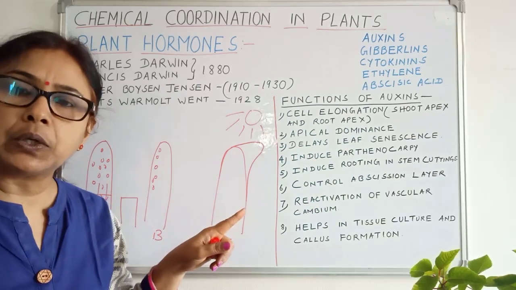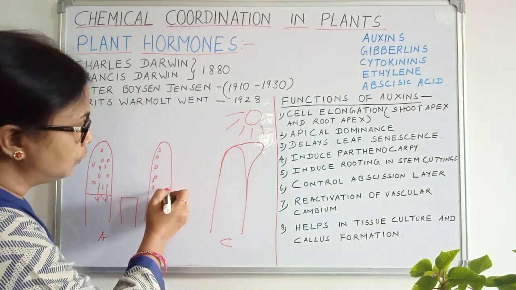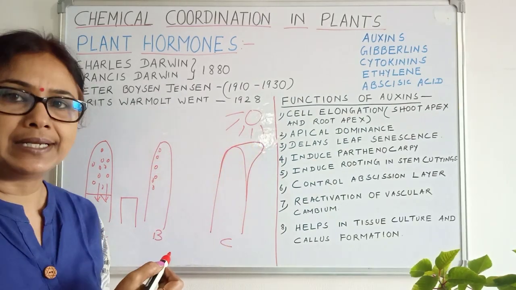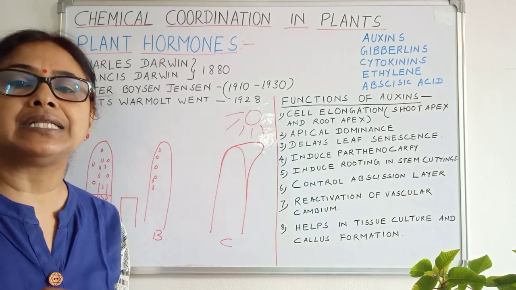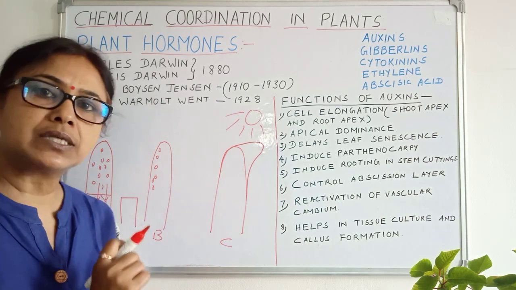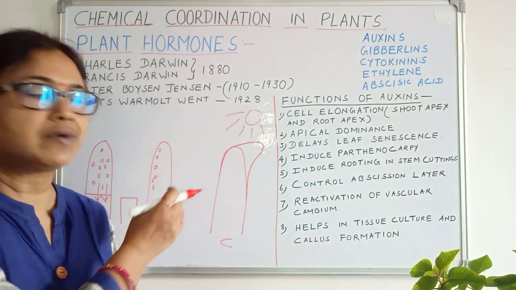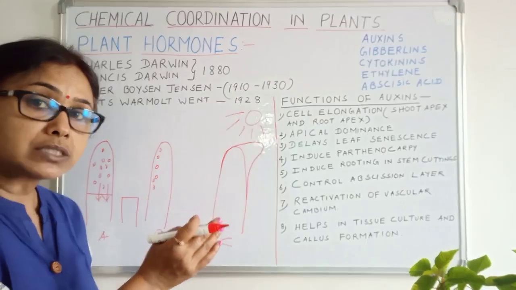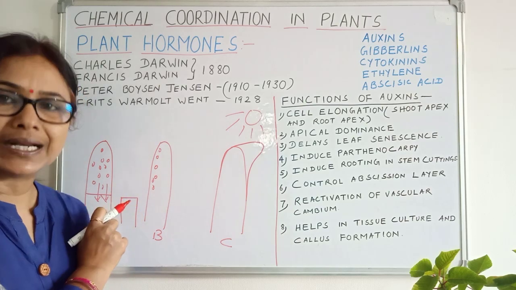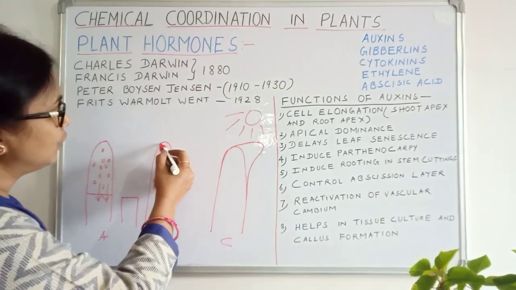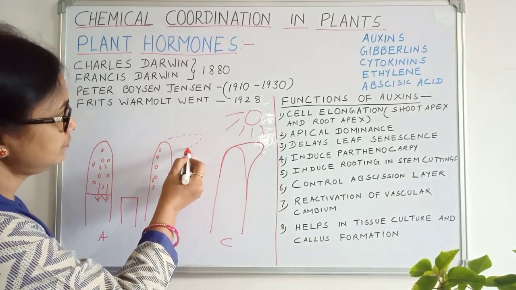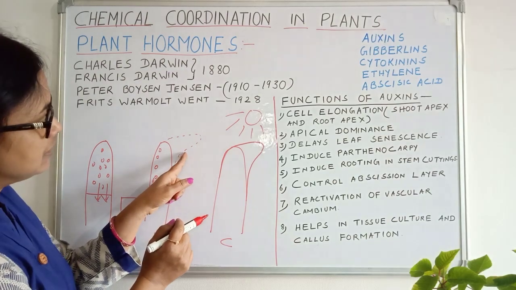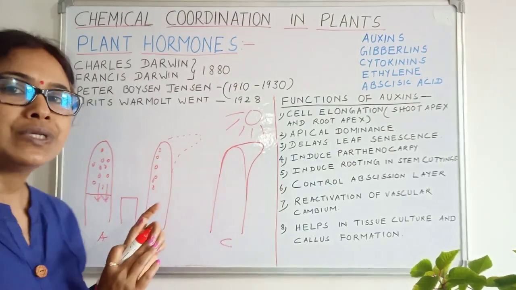And they also concluded that the part of the coleoptile which is exposed to light reduces the synthesis of this chemical substance auxin. This term auxin was coined by Went later on, and as the auxin becomes concentrated toward the darker side, this side grows more when compared to the side which is exposed to sunlight.